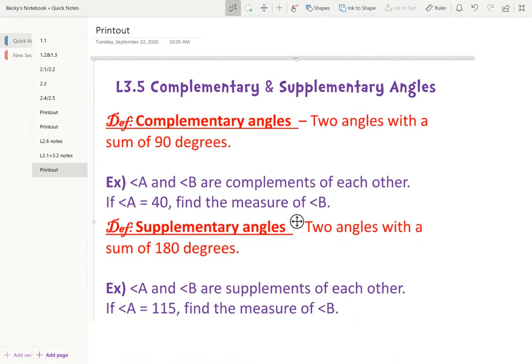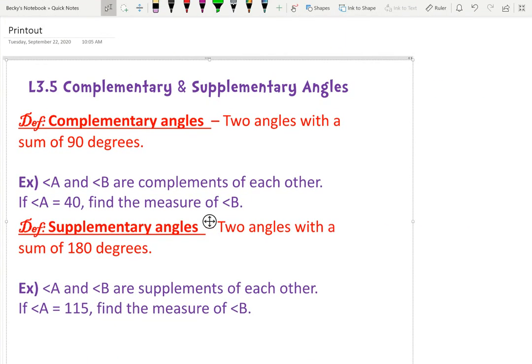Hi, welcome. Today we're going to go over lesson 3.5 over complementary and supplementary angles. So this is going to be a pretty quick lesson. There's not much in this lesson besides these two terms. So we're going to start out by defining it.